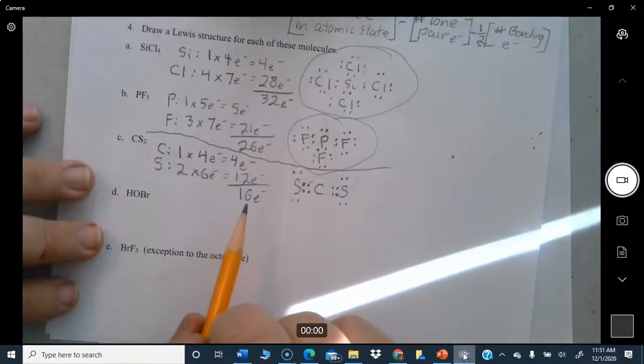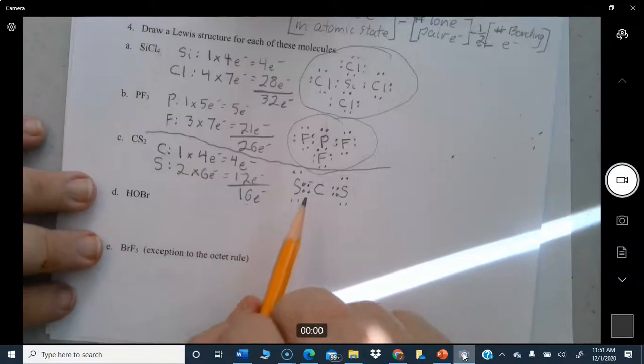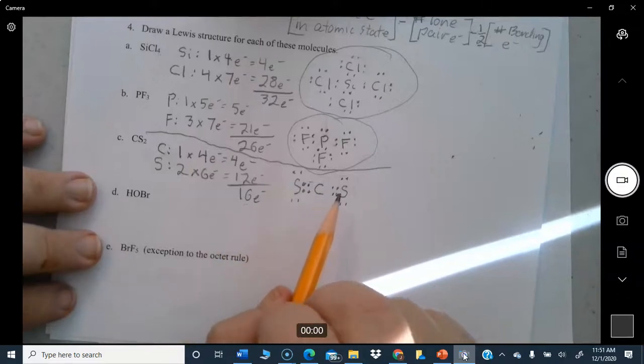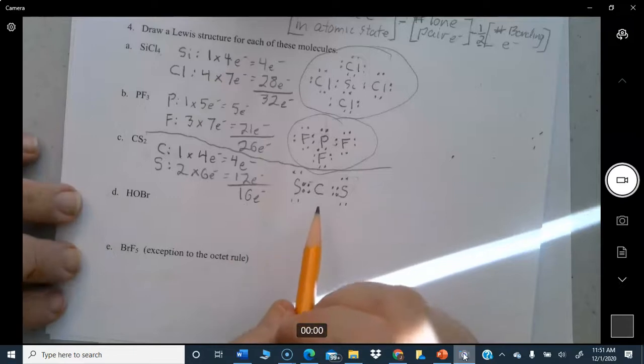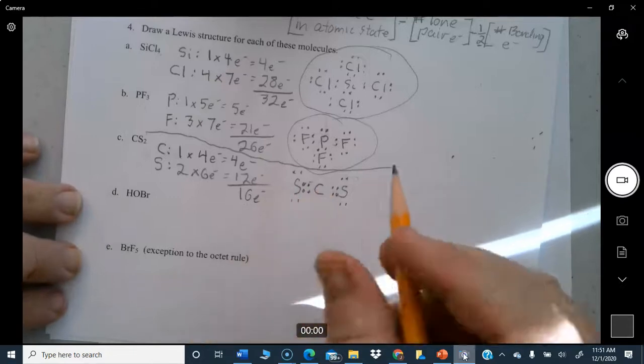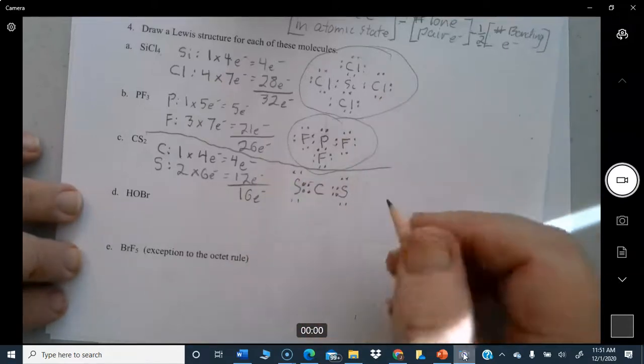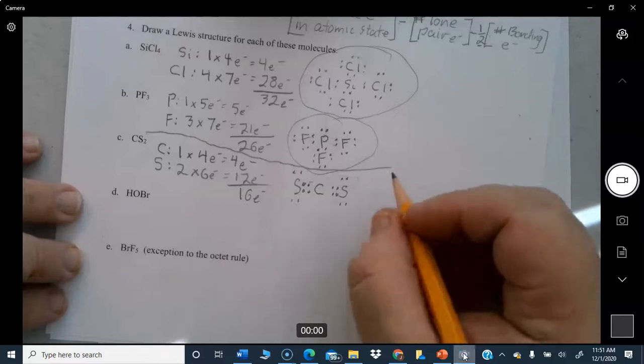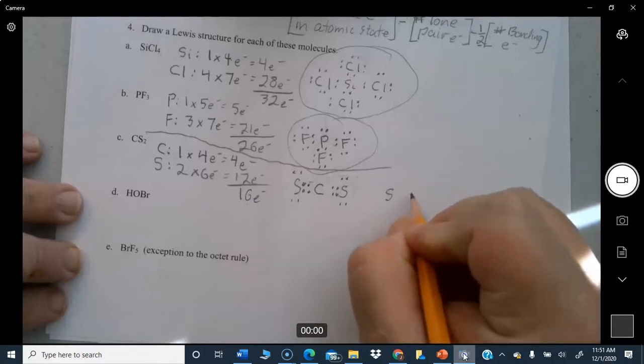Looks very much like the configuration of CO2. And that's it. That's your final answer. You've met both of the requirements. Again, if you wanted to do this, and when we get into formal charge, I'll show you this. How do you know it wasn't this?